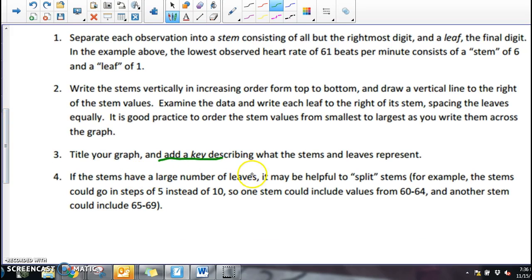If the stems have a large number of leaves, it may be helpful to split the stems. So you can go 60 to 64 and then 65 to 69. Just make sure you can't go 60 to 65 and then 65 to 69. Have them the same distance away from each other. And you can't have something that would end up in both stems.